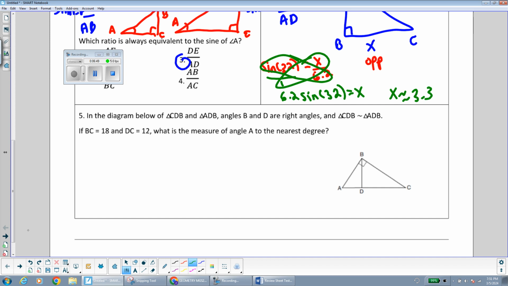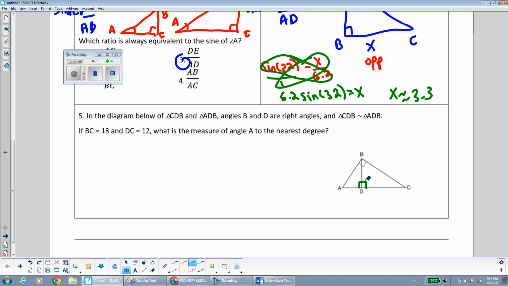In the next one, I have a bunch of triangles. I have the 2 smaller triangles, and I have the big triangle. And I'm told that the triangles are similar to each other, but in fact, all 3 triangles are similar to each other. Because what we have here is a big right triangle with 2 smaller right triangles on the inside.